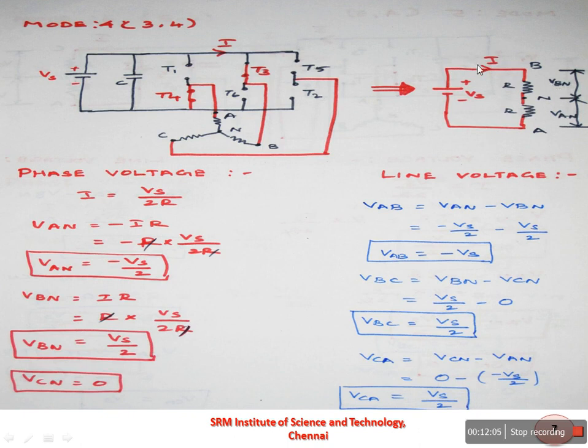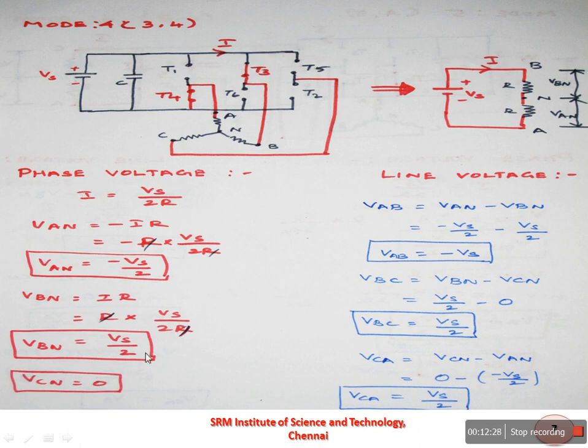Similarly, you can find out the phase voltage of VBN. The VBN is equal to I into R. So you can substitute the value of I over here, Vs by 2R into R. This R will get cancelled, and finally you will get VBN is equal to Vs by 2. Here the C is connected to an open switch, so the phase voltage of this C phase is going to be 0.